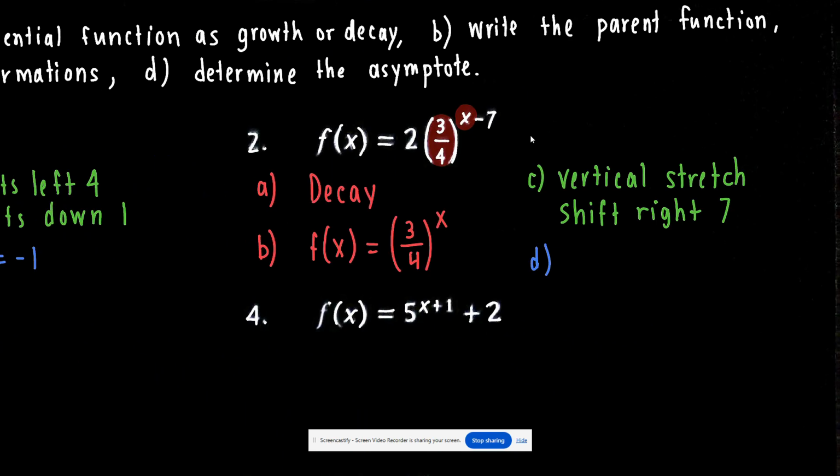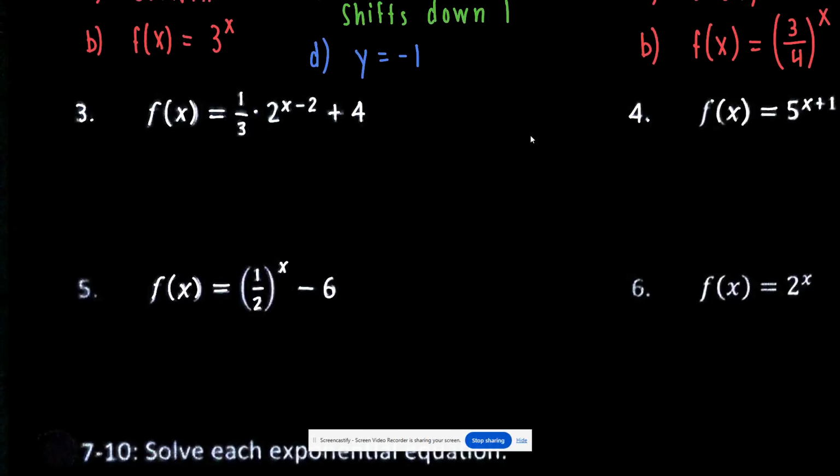My asymptote for all exponential functions, unless it vertically shifts, is y equals 0. So that's what this one is. It's right on that x-axis, y equals 0. It cannot go below that x-axis. So there you have it. That's number 2. All right, let's keep on cruising along here.